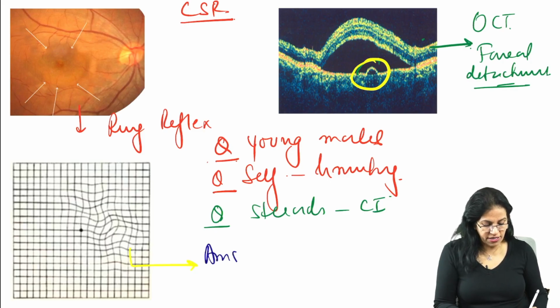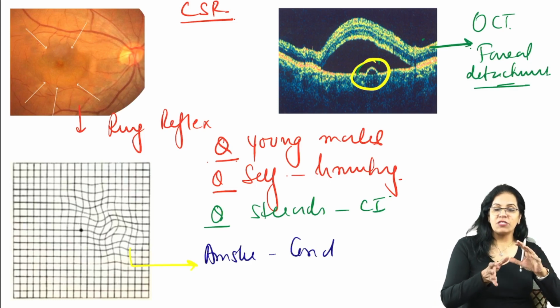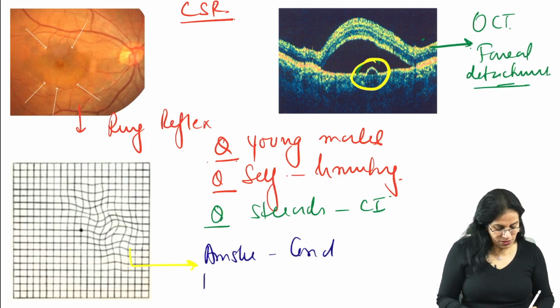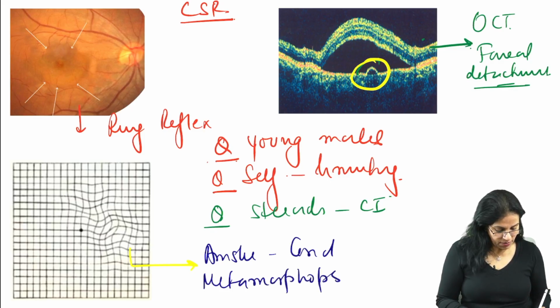This is Amsler grid, and what you are seeing in the Amsler grid, what is seen here? Crooked, wavy lines. The patient is seeing distorted image. This is what is called metamorphopsia. Okay, so what are we seeing here? Metamorphopsia. Okay, we come to the next slide.